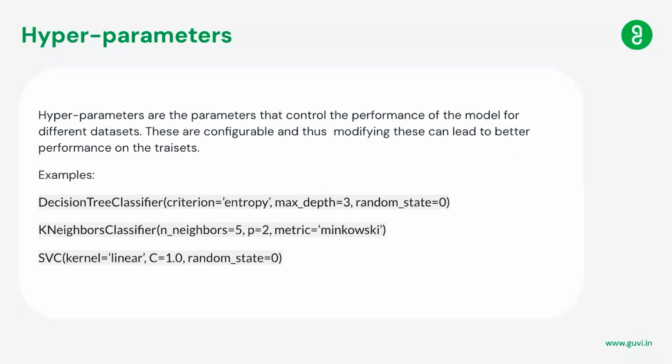Another example could be a support vector classifier. There's a kernel where you can decide whether you want to divide the data based on a linear kernel or based on a non-linear kernel like the RBF kernel or some other kernel.